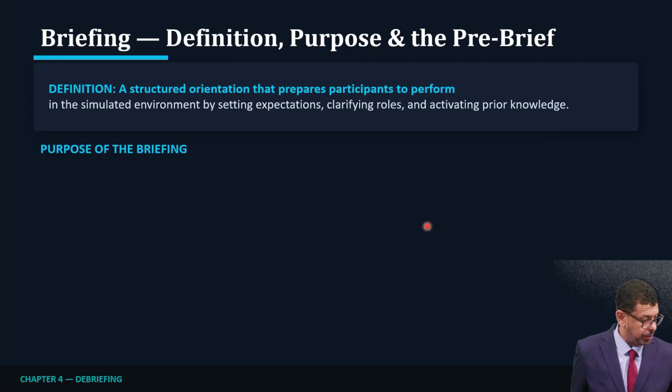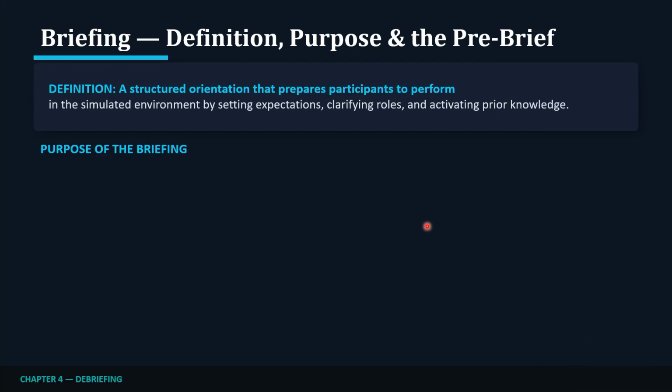Let us now talk about the briefing. What is the definition of the briefing, the purpose, and pre-briefing? Briefing is a structured orientation that prepares participants to perform in a simulated environment by setting expectations, clarifying roles, and activating the prior knowledge. And activating prior knowledge is very important as part of constructivist learning theory.